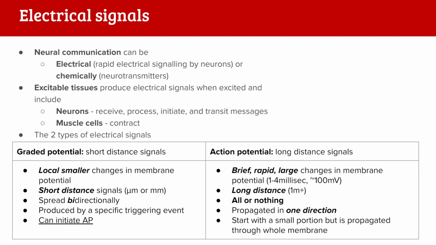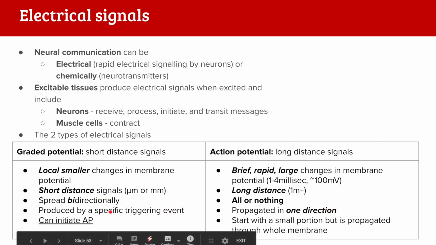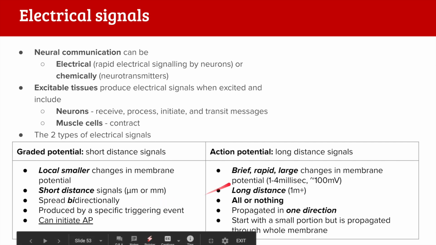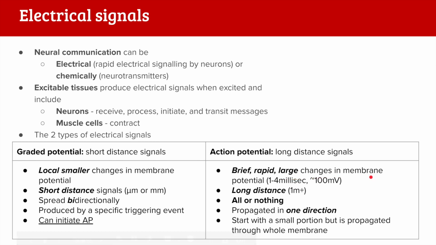They're local, small changes in the membrane potential. They're very short distance, only a micrometer to millimeter, and they spread bidirectionally, in both directions. They are produced by a very specific type of triggering event, and they can, but not always, initiate an action potential. An action potential is a long-distance signal. They're brief, rapid, large changes in the membrane potential. It can happen really quickly, in 1 to 4 milliseconds, and the changes in the charge can be very big, up to 100 millivolts.